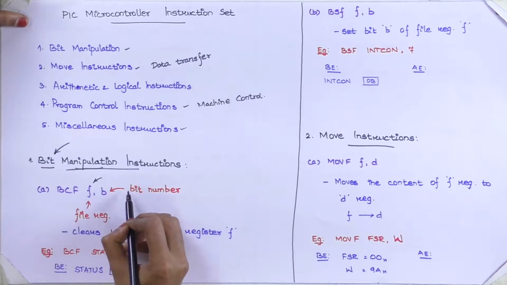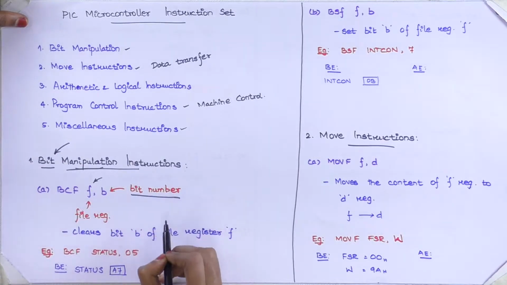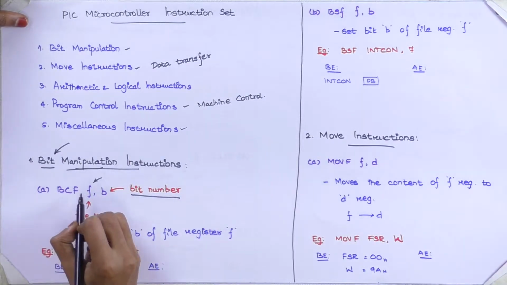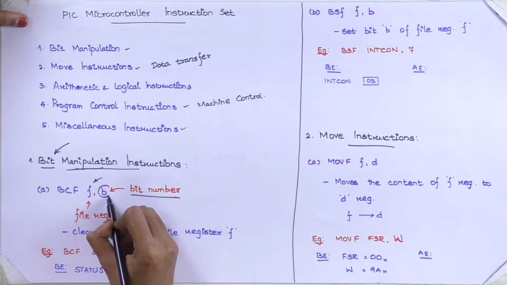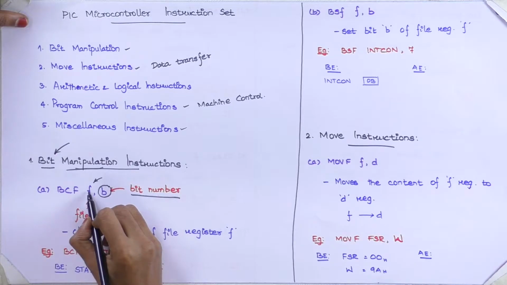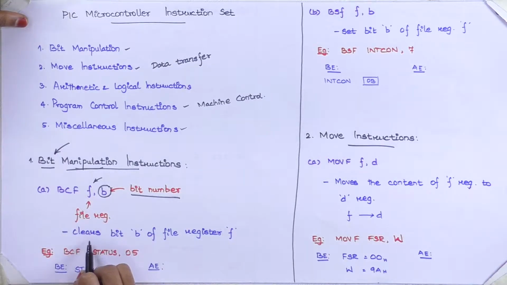Fine. So here F is nothing but the file register. It can be a general purpose or special purpose register. Fine. So comma B, this B represents the bit number of that particular register. So what this BCF will do is, this instruction will clear this particular bit's value belonging to this F register. Fine. So it clears bit B of file register F. So that's the explanation for BCF.